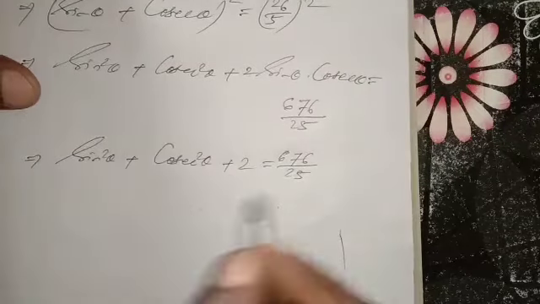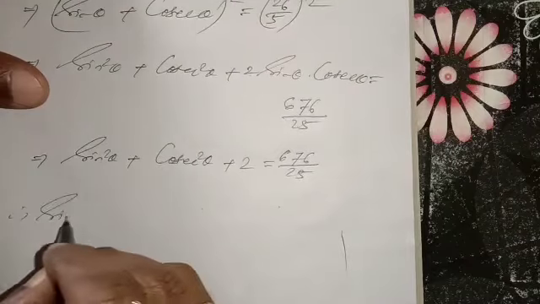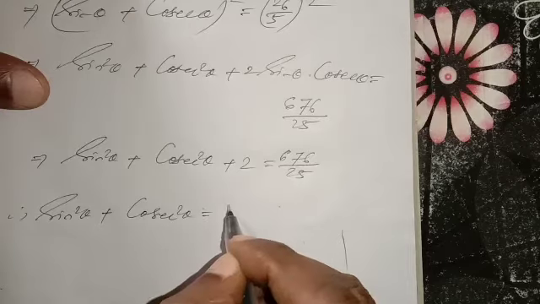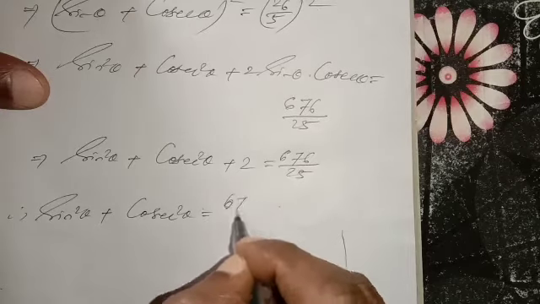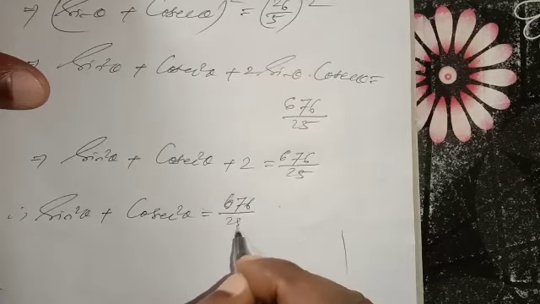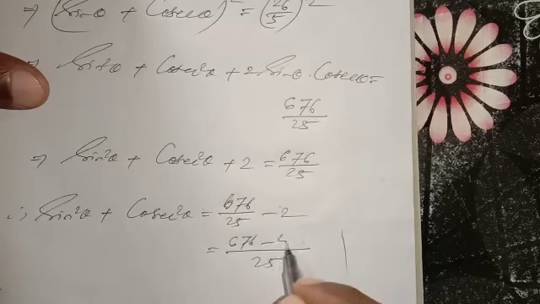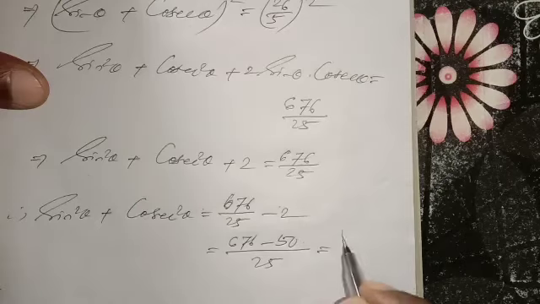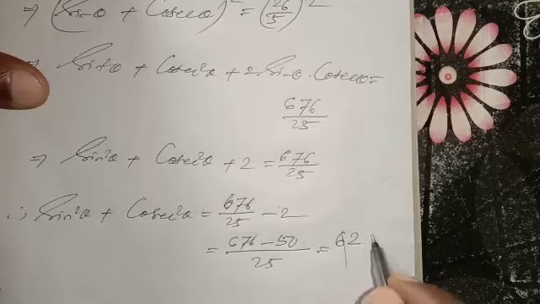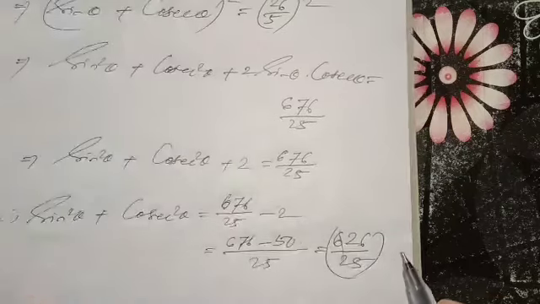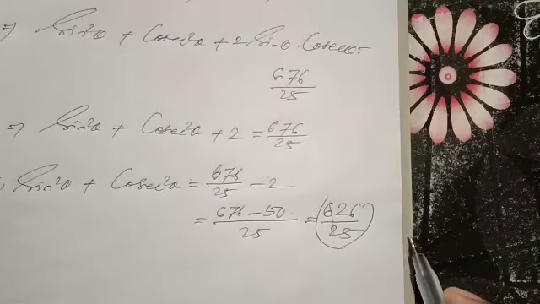Taking 2 to that side, therefore sin square theta plus cosec square theta is equal to 676 by 25 minus 2. Taking LCM, this will be 676 minus 50 over 25. Finally, how much are we getting? 676 minus 50, this will be 626 by 25. This is the result. Number 10 completed. Let us go to the next number.